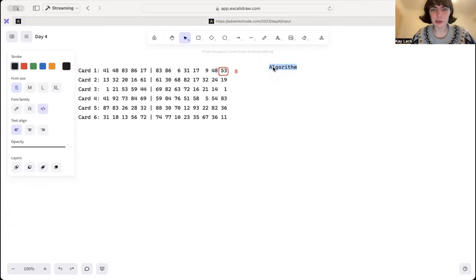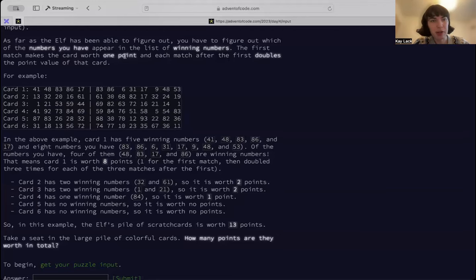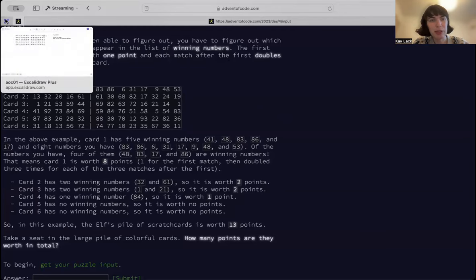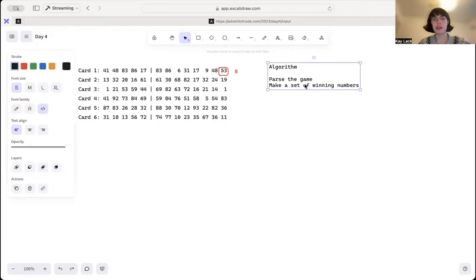Okay. So the algorithm is: pause the game and make a set of winning numbers now. Okay, now this would be a problem if we had any duplicate winning numbers, and that was an issue if we had to count it twice or something like that. But the way the problem is framed, which of the numbers we have appear in the list of winning numbers? So it doesn't matter if it appears twice in the list of winning numbers, it makes no difference. Okay, make a set of winning numbers.